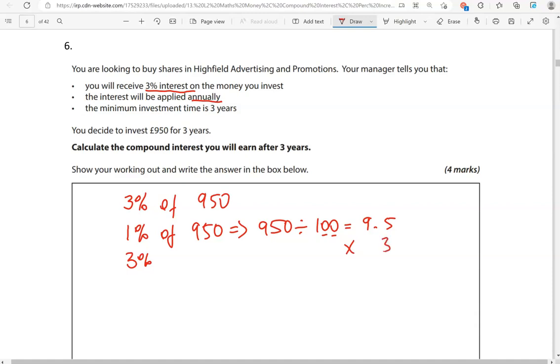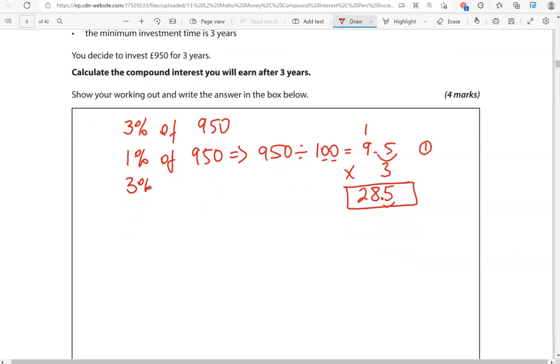So 9.5 times 3. 3 times 5 is 15, so 5 down, 1 carried over. 3 times 9 is 27, and the 1 is 28. So we have 1 decimal place here. No decimal place for the 3 because it's a whole number, so we're going to give the answer 1 decimal place. So 28.5. That is the interest for year 1. Now we'll work out year 2.